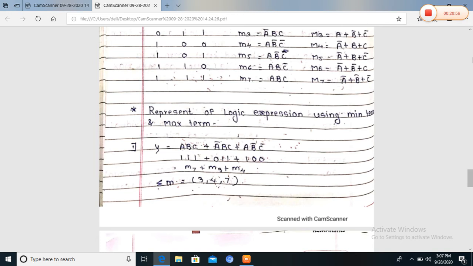So that expression A B C, this term is 111. If A is represented as 0, this is BC, 1.